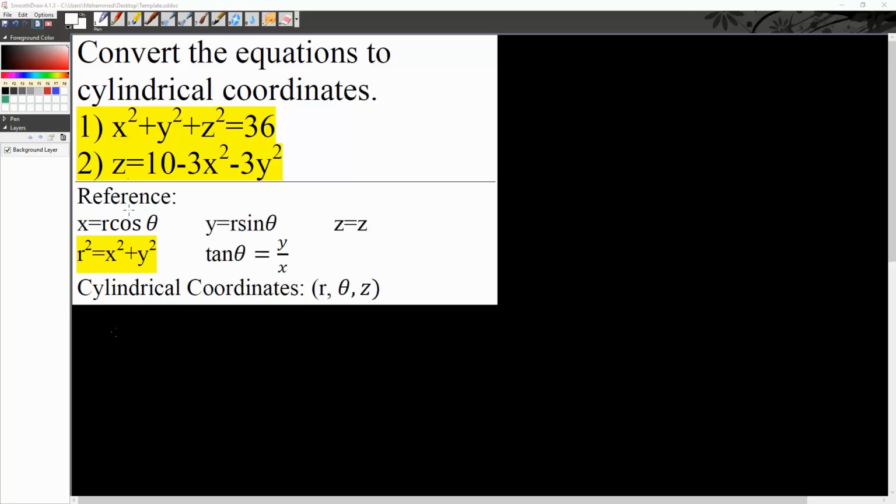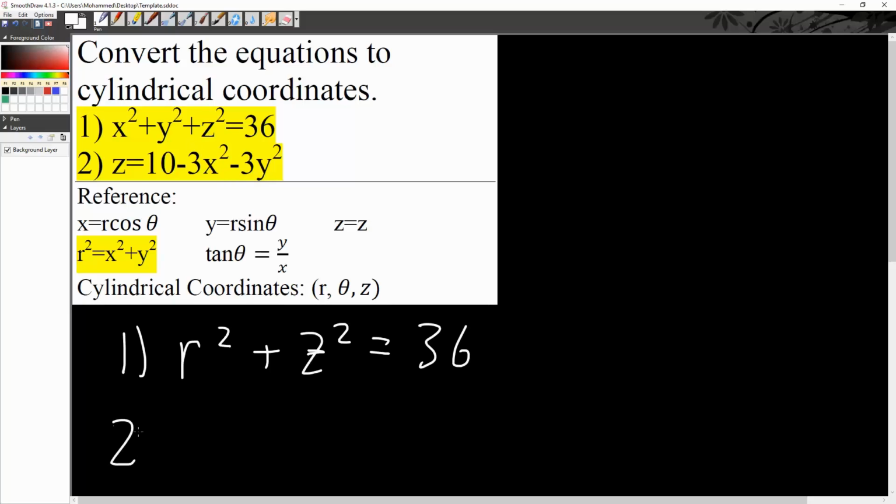So the first one would be: x squared plus y squared would be replaced by r squared. So we would get r squared, z would remain the same, plus z squared is equal to 36. This is the first question.